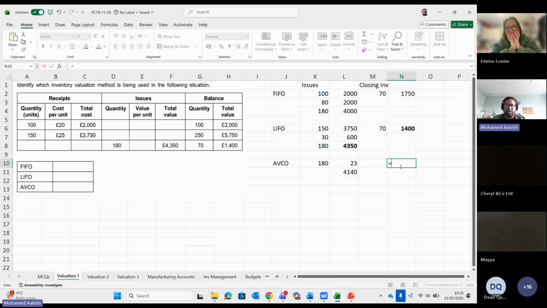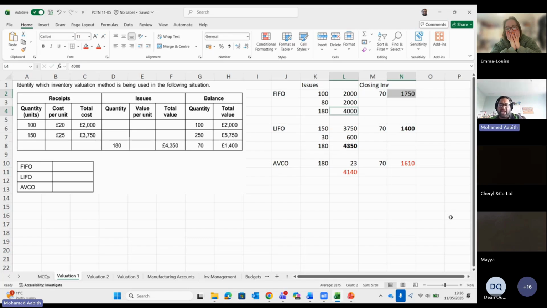And then how much is left over there? We have 70 items left over, and that is going to be equal to that times 70 units, 1,610. But let me tell you another quick check: if you add these two numbers, it should be the amount you had before we started the issues. That means my inventory was 5,750. Here you go. If you add these two, you get the same number.